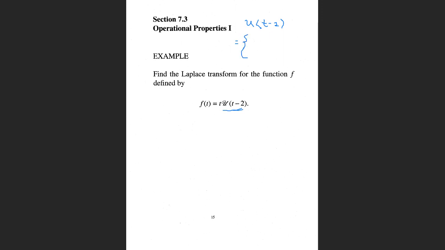Okay, so if we look in section 7.3, the unit step function, well, this would equal 0 when t is greater than or equal to 0 and less than 2. And the unit step function will equal 1 when t is greater than or equal to 2.